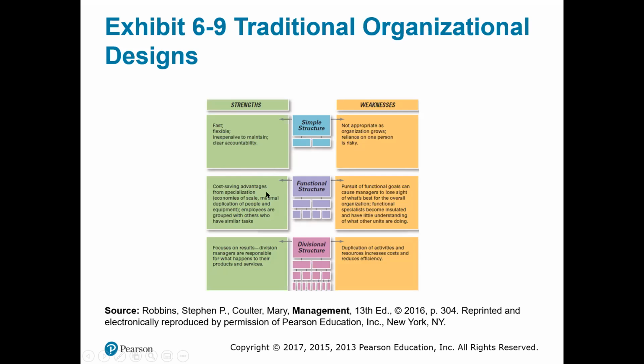So it's cost saving from specialization, economies of scale, minimum duplication of people and equipment. Employees are grouped with others who have similar tasks. So finance people grouped in the small violet box, marketing people grouped here, accounting people grouped here, production and quality control grouped here. They're reporting, say, perhaps to one person here, another person here. They are reporting back here. So it's cost saving because of specialization. People are grouped together based on their functions.